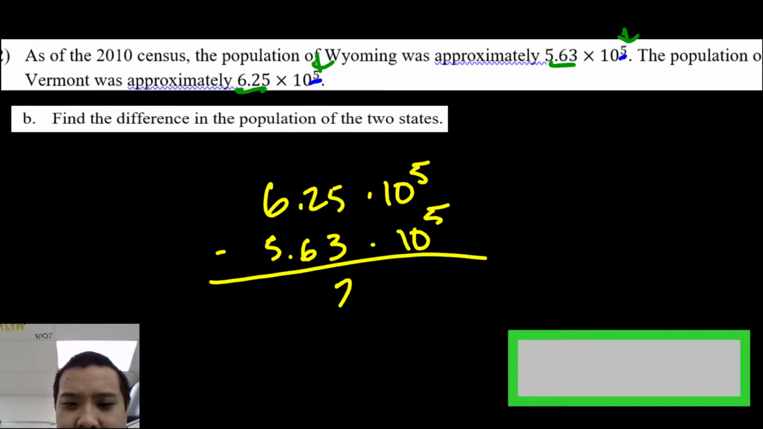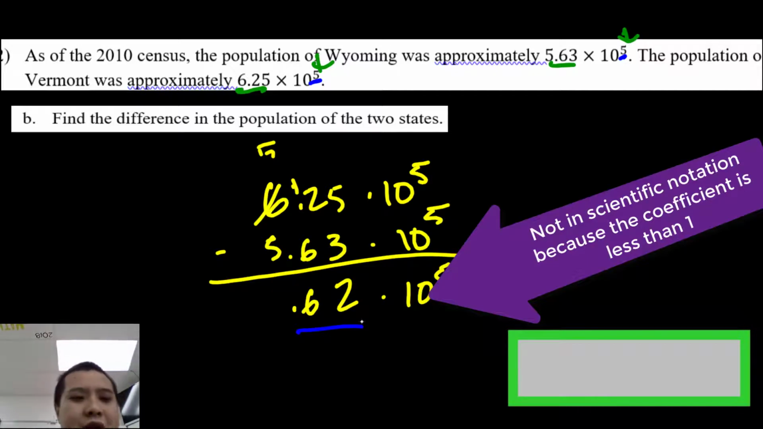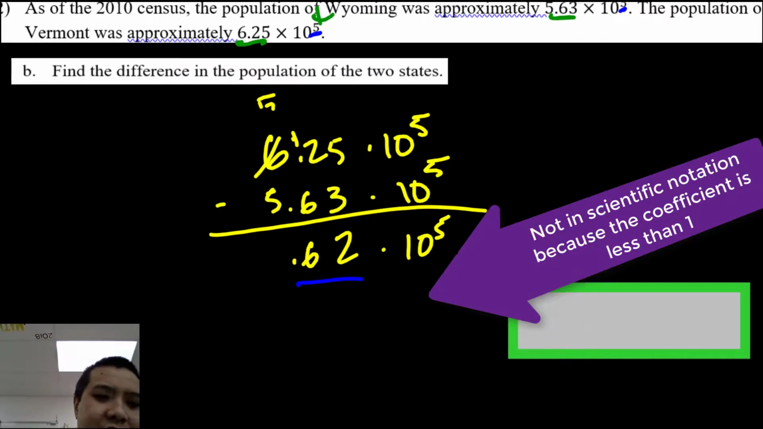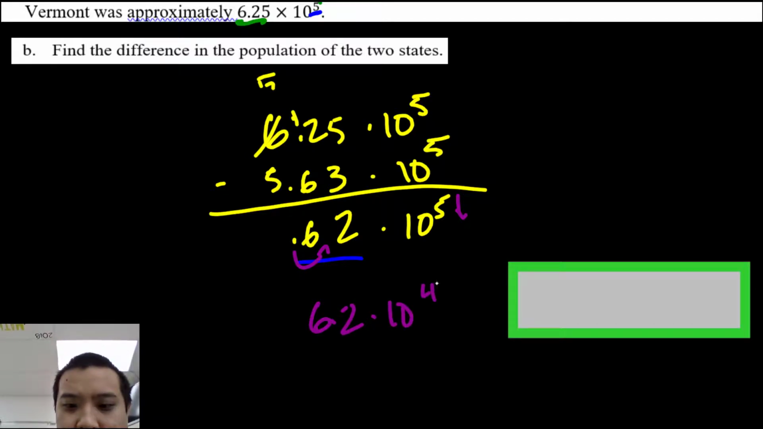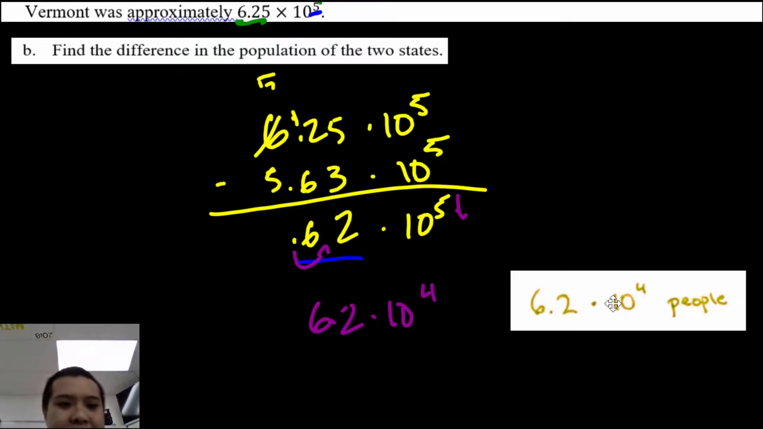5 minus 3 is 2. I'm going to have to borrow. That makes it 12 over here. 12 minus 6 is 6. We get 0.62 times 10 to the fifth. Now, again, this is not in scientific notation because of this coefficient. It is too small. It is less than 1. So, therefore, we're going to make this bigger, and then, therefore, we're going to make this exponent smaller. So, 6.2 times 10 to the fourth people, which is our final answer.